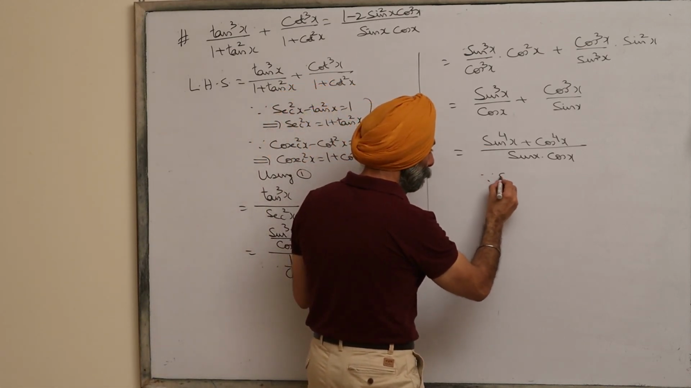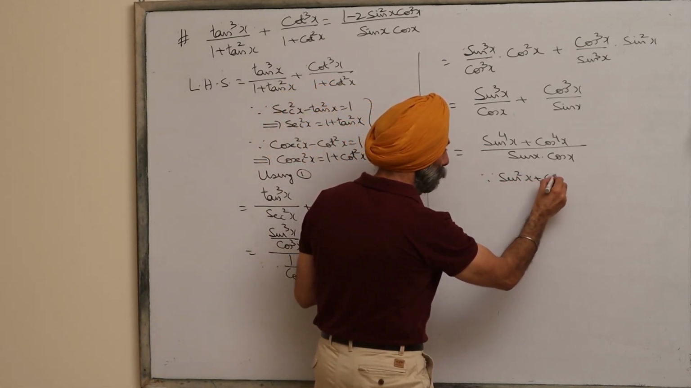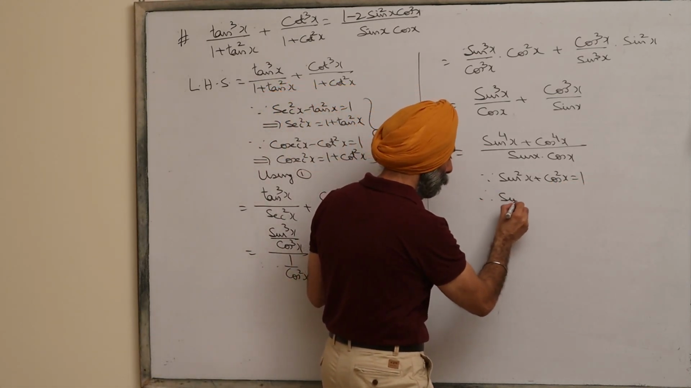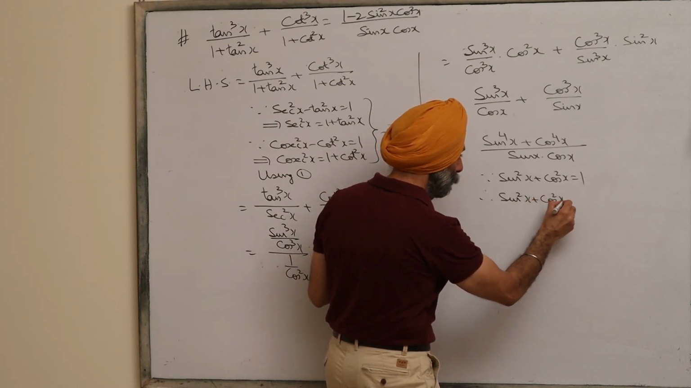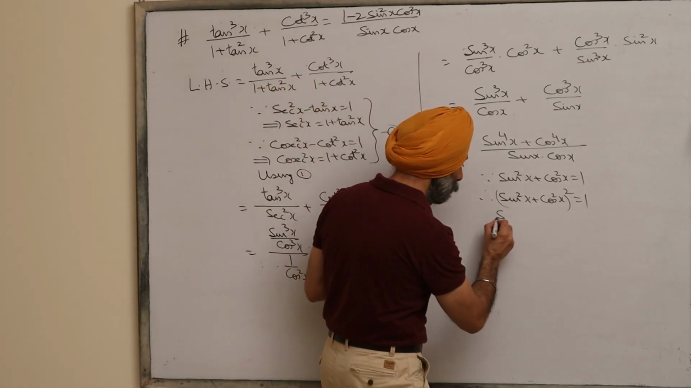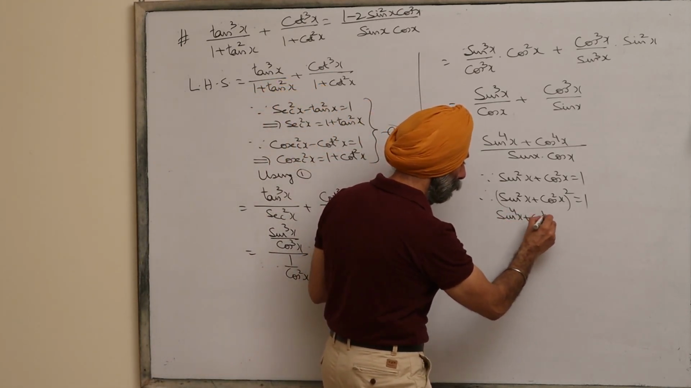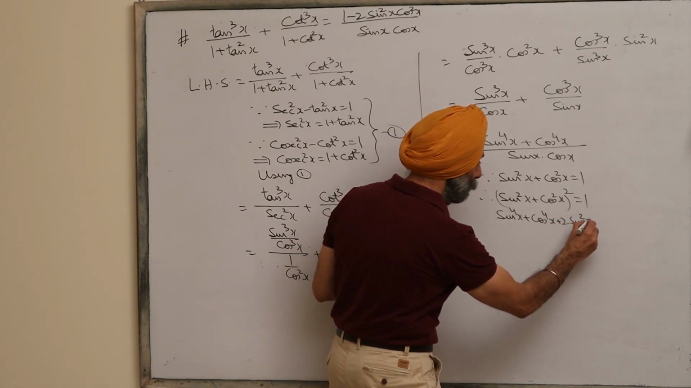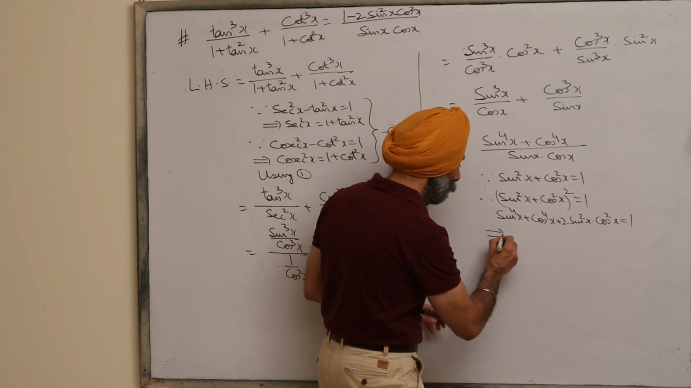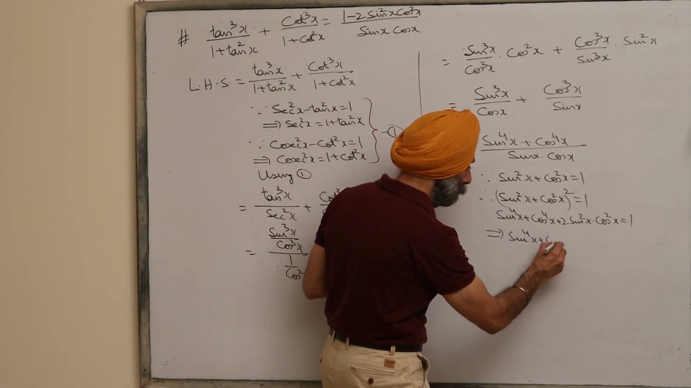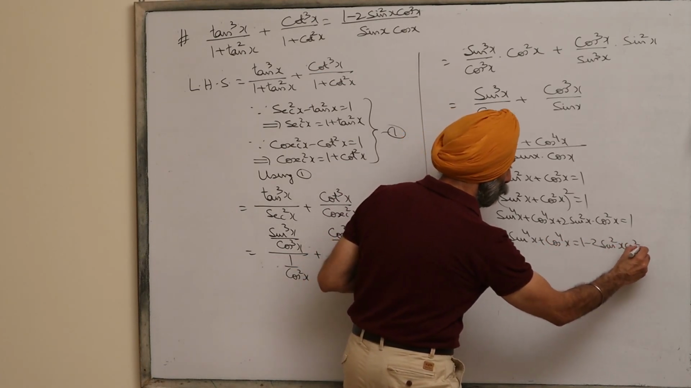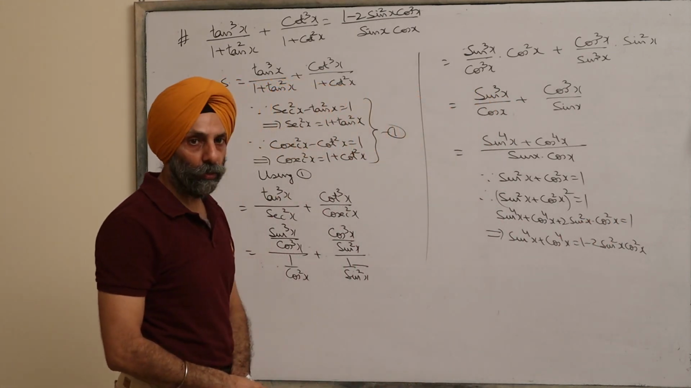Now, because sine square x plus cos square x is equal to 1, therefore sine square x plus cos square x whole square will also come out to be equal to 1. So actually squaring this, sine 4x plus cos 4x plus 2 times sine square x into cos square x is equal to 1. So that means the value of sine 4x plus cos 4x comes out to be 1 minus 2 times sine square x into cos square x.